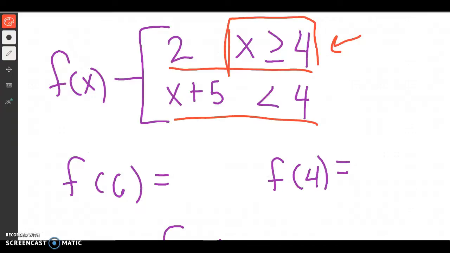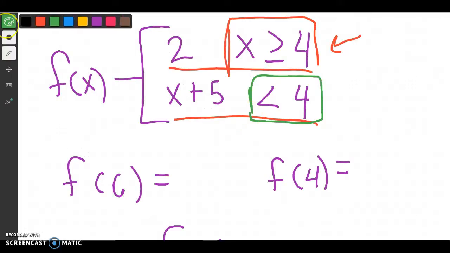Whenever it is less than 4, though, I get this bottom line, which says it's x plus 5. So let's do our best to try to figure out what kind of answers we'll get. So I look at what I'm trying to plug in. I'm trying to plug in 6. And I go, okay, 6 is bigger than 4. So what spits out is 2.